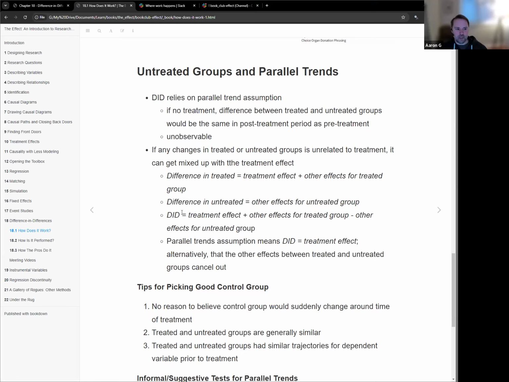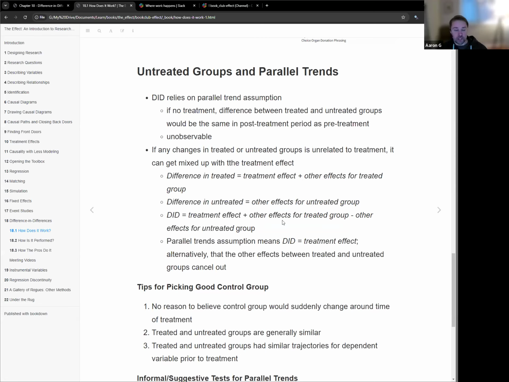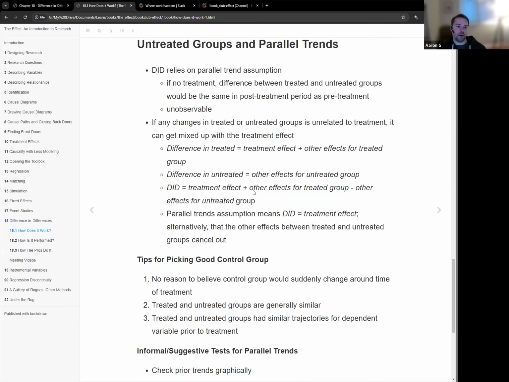And so putting that all together, when you're doing difference and differences, you are capturing the true treatment effect plus other effects unrelated to treatment for the treatment group, minus these other effects that impact the untreated group. So the parallel trends assumption means that these other effects cancel out between treatment and untreated. And so to the extent that they don't cancel out, you have a problem, and you're capturing other things that you don't want to measure in your DID effect.